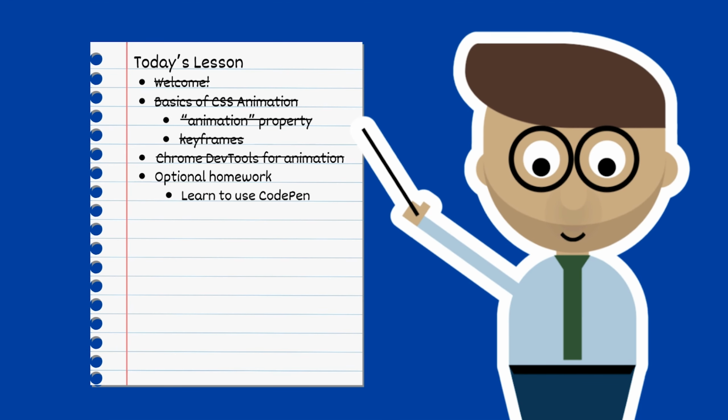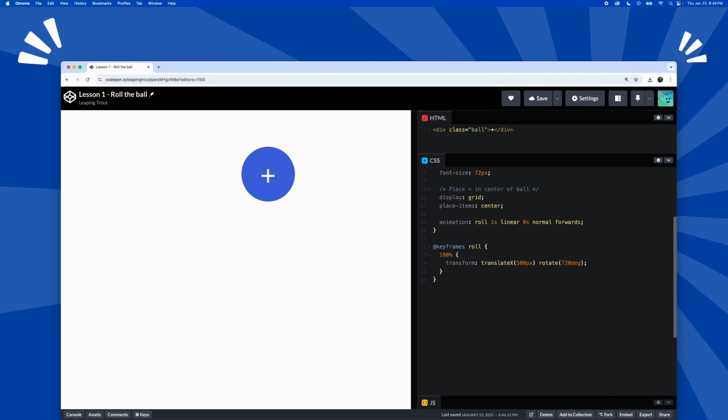So we briefly covered the animation tools in Google Chrome's developer tools. Now let's go ahead and look at an optional homework assignment. Okay, so your homework assignment, if you choose to tackle it, is to go to CodePen. So go to this link. I will post it in the description and I'll post it on the video itself.